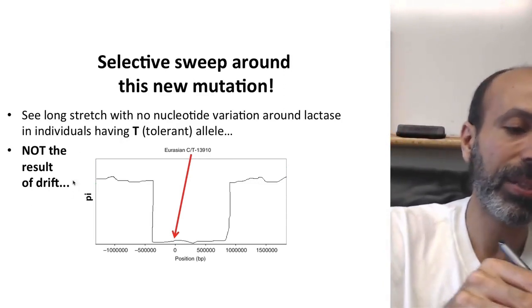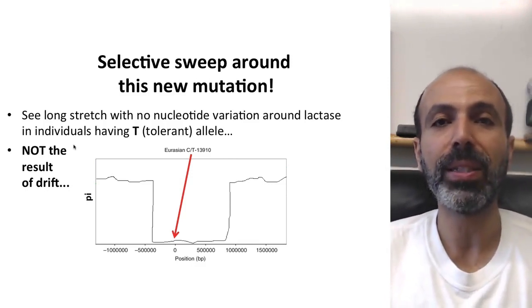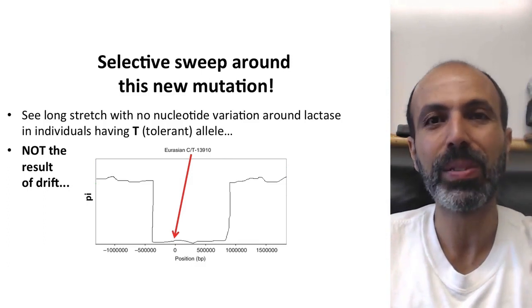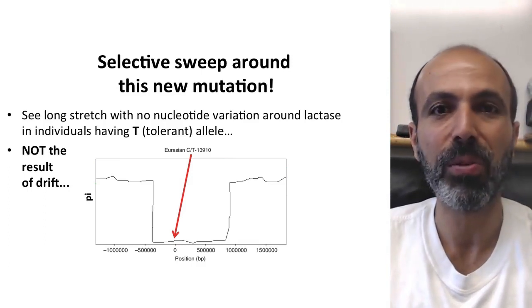This is clearly not the result of genetic drift. This is something that would be expected from a selective sweep. So that's very cool. I made up this particular data here, but this was just illustrative to show you what happened.